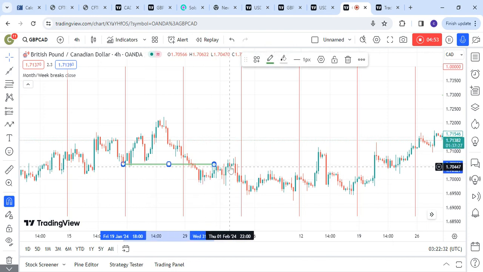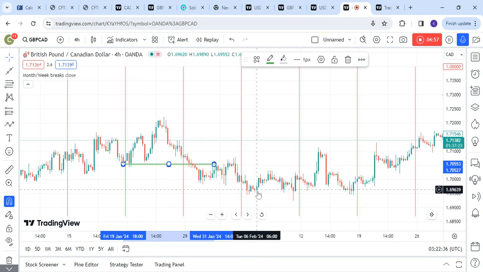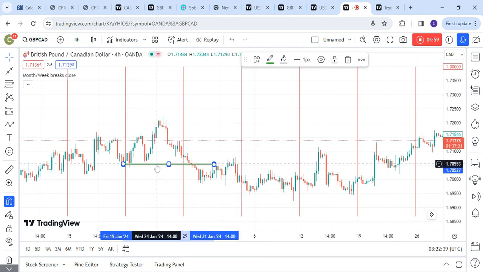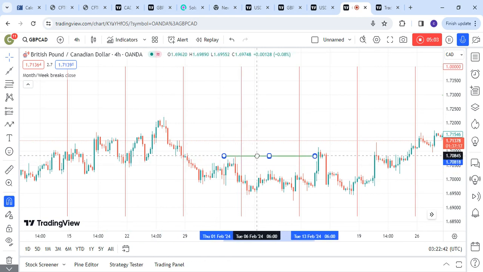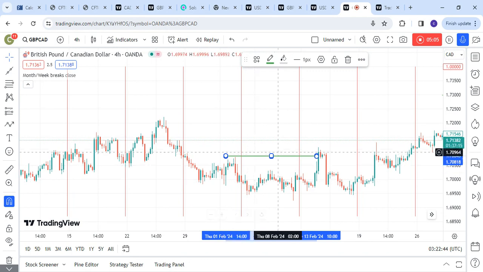So I expect that when price comes back to this very zone here, what will happen is that it will sell, and of course, it sold. So coming here again, look at this very high here. I'm expecting market to sell from this very high.